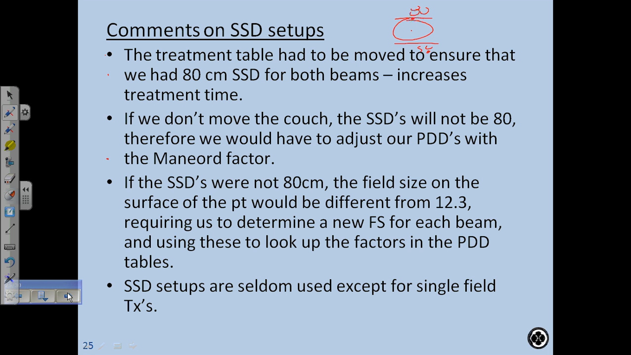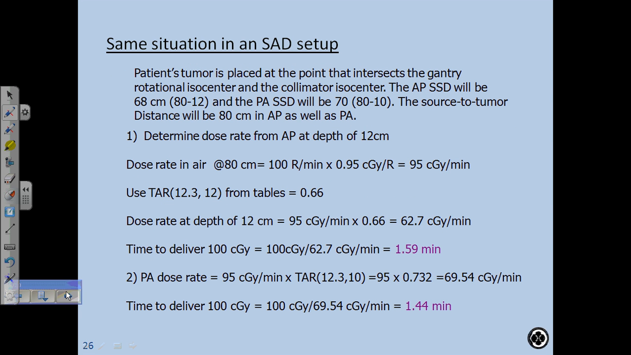If the SSDs were not 80, the field size on the surface of the patient would be different from 12.3, requiring us to determine a new field size for each beam and use these to look up factors in the PDD tables. So the field sizes will no longer be 12.3 like they are with a constant SSD; they'd be something else. SSD setups are seldom used except for single field treatments. To say SSD setups are not used is incorrect, because if you have a single AP or a single PA, therapists may set up to 100 SSD just because it's really easy. With an ODI, they just shine the ODI on the patient, bring the table up and down, hit 100, and it's very simple to set up to.